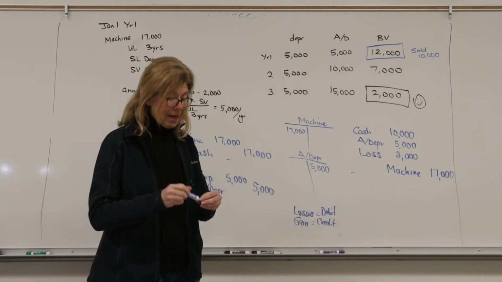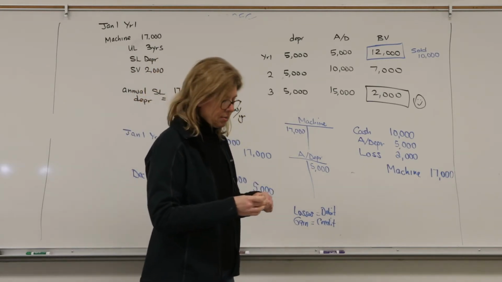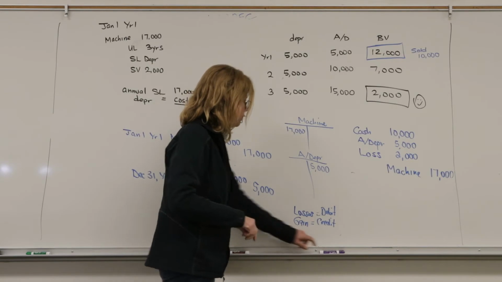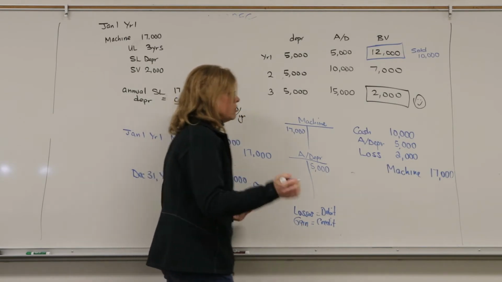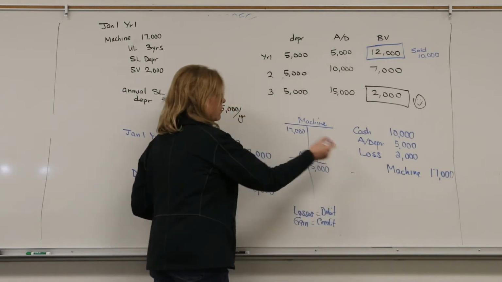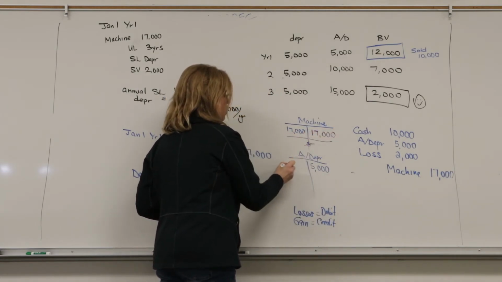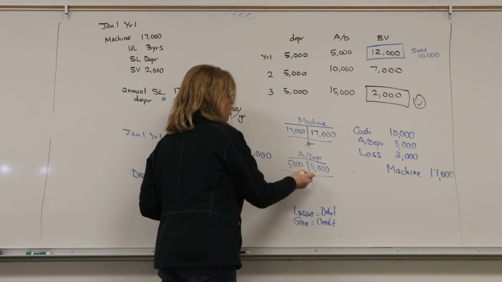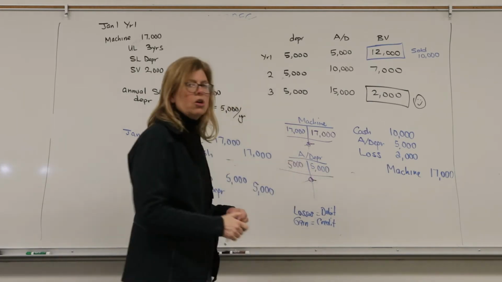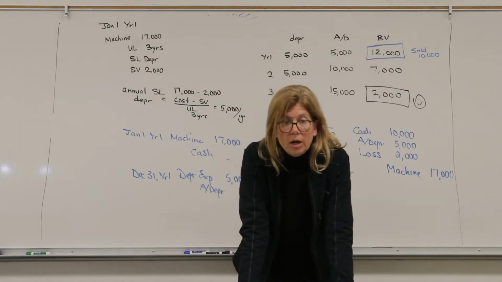Notice that our debits equal our credits. That's very important for us to check, because sometimes in these entries we get a little confused. So notice, right, I've got $17,000 of debits, $17,000 of credits. When I post this, machine goes to zero. When I post this, accumulated depreciation goes to zero. And now we have sold it at the end of year one with a loss.